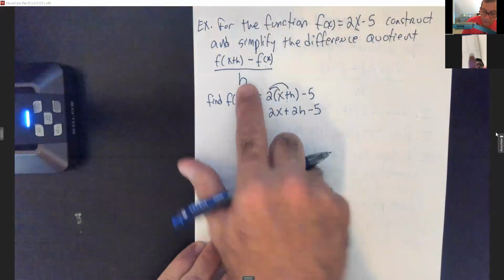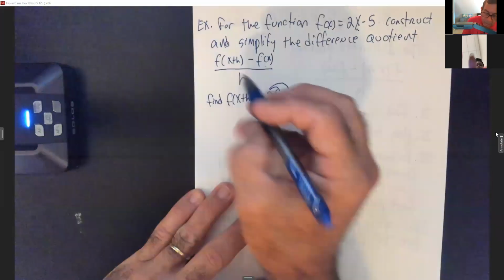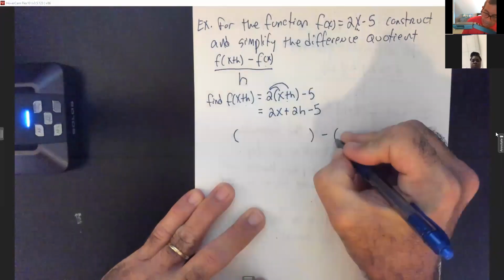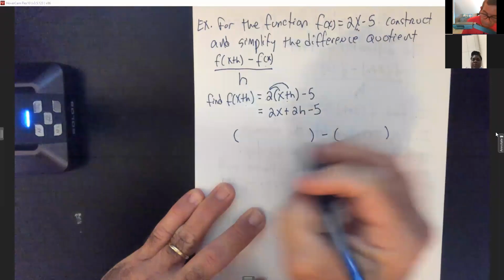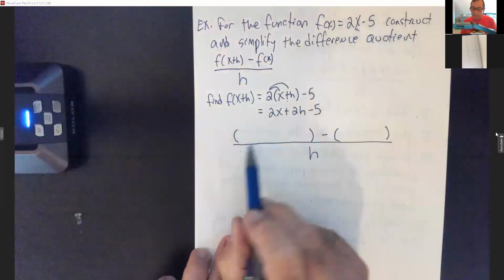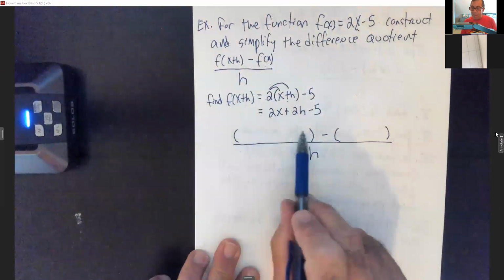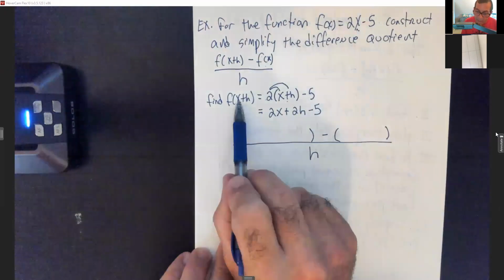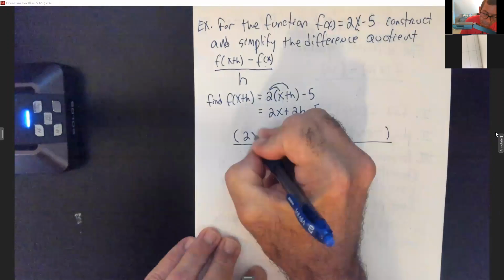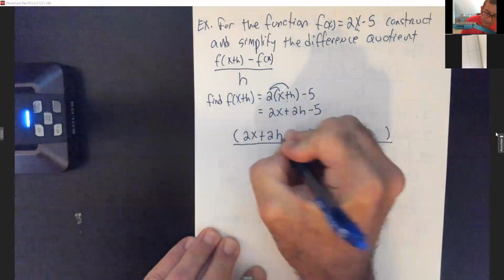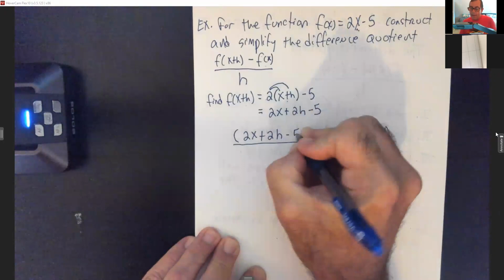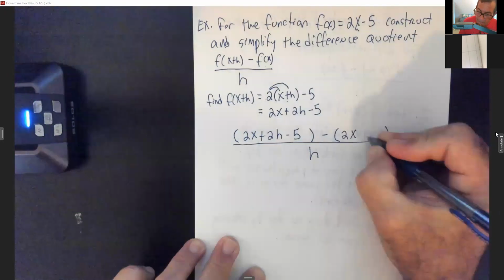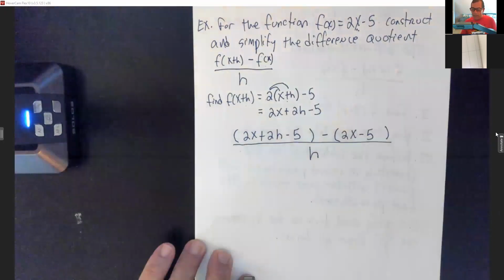So y'all, what I usually do when I start this is replace the 2 things on top with parentheses. And then I'll put all that over my h. So this will be f of x plus h minus my f of x they gave me divided by h. So f of x plus h we said was 2x plus 2h minus 5. f of x they gave us was a 2x minus 5. All that's over h.